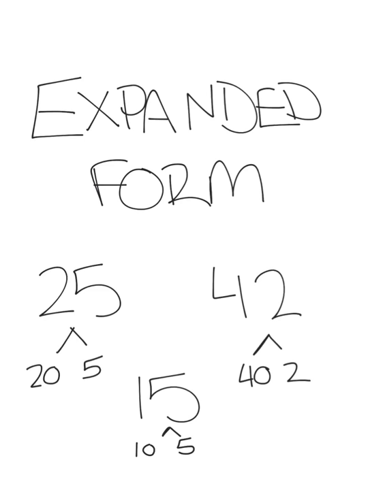Okay, today we're talking about expanded form. Basically what that is, taking any number and breaking it up. We know that 25 is made up of 20 and 5. Same as 42 is made up of 40 and 2, and 15 is made up of 10 and 5.